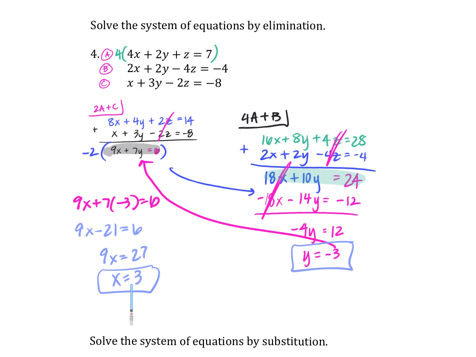If x is 3, what would my 4x get me? 12. My y is -3. Minus 6 plus z. We got this. What's 12 minus 6? Close. 12 minus 6 is 6. You got it. So we got 6 plus z. You were just looking ahead. That's perfect. My z is 1.